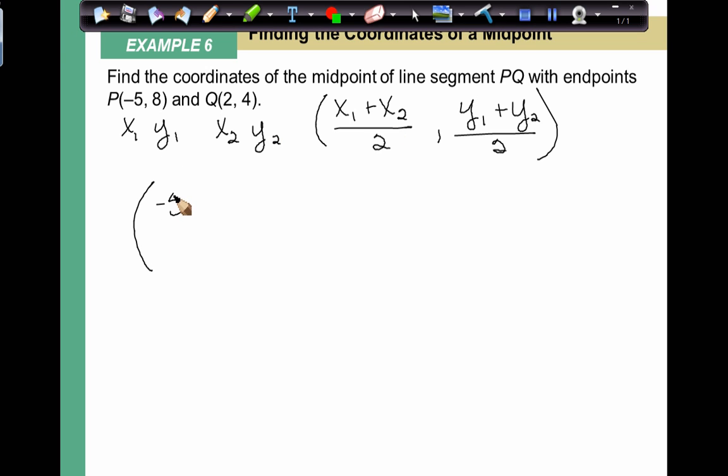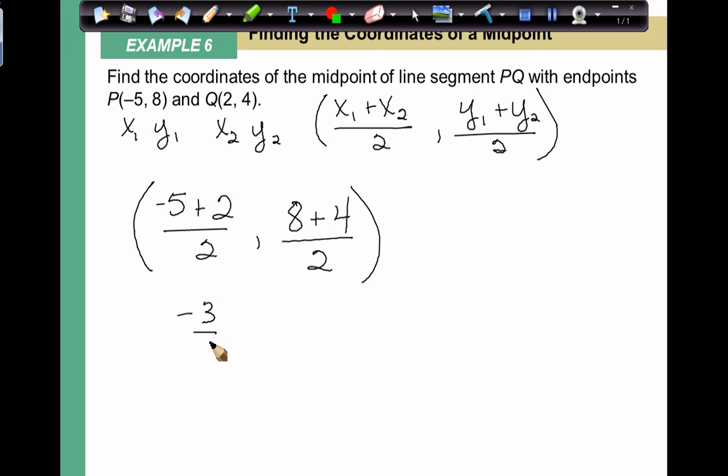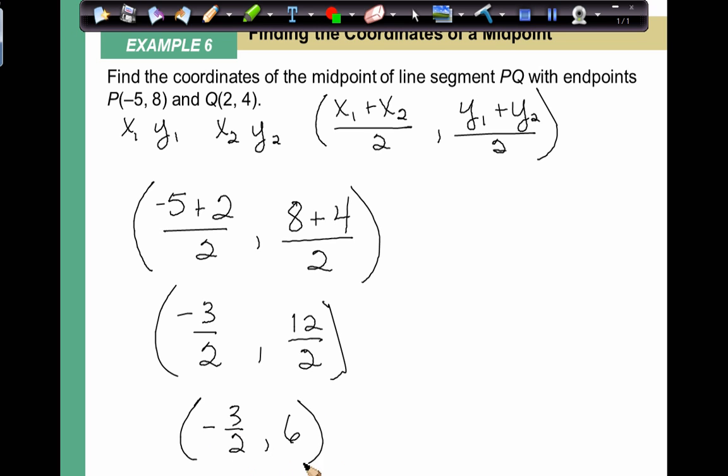x1 is negative 5 plus x2 is 2 over 2. y1 is 8 plus y2 is 4 over 2. So we get negative 3 over 2 and 12 over 2. And so this gives us the ordered pair, negative 3 over 2, 6. And this would be the midpoint between these 2 points.